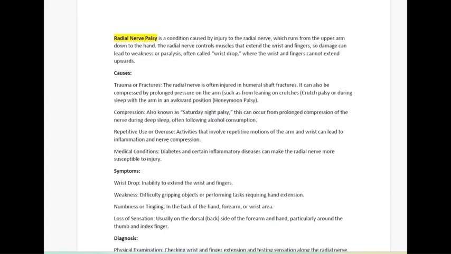Today we are talking about radial nerve palsy. It's a condition caused by injury to the radial nerve, which runs from the upper arm down to the hand. The radial nerve controls muscles that extend the wrist and fingers, so damage can lead to weakness or paralysis. That we can call wrist drop. Wrist drop is a condition where the wrist and fingers cannot extend upwards.